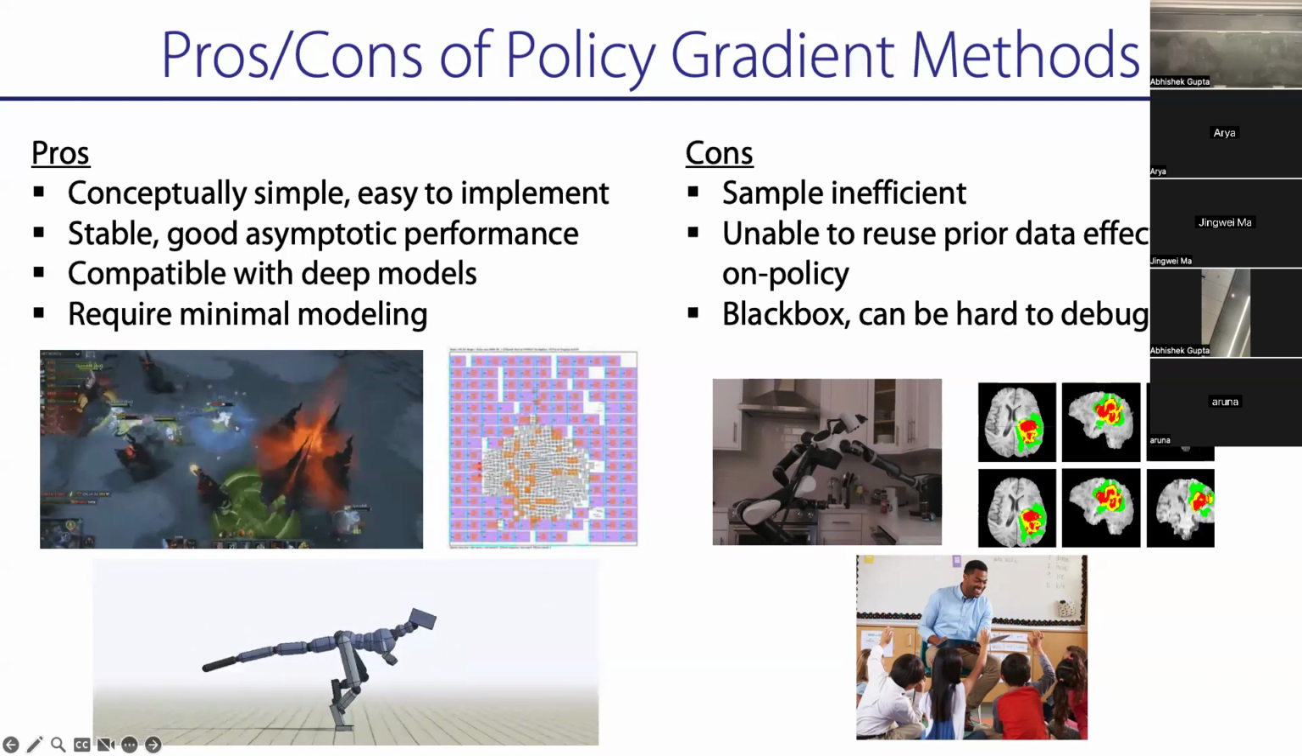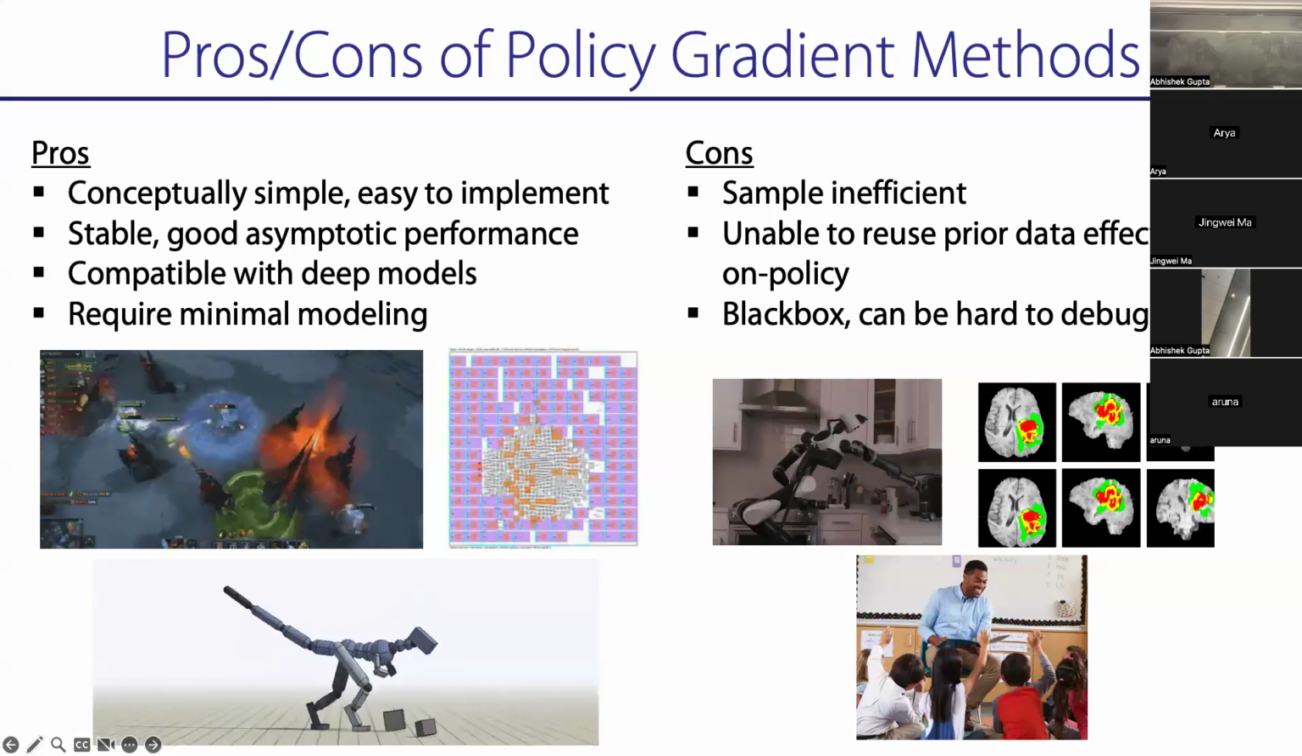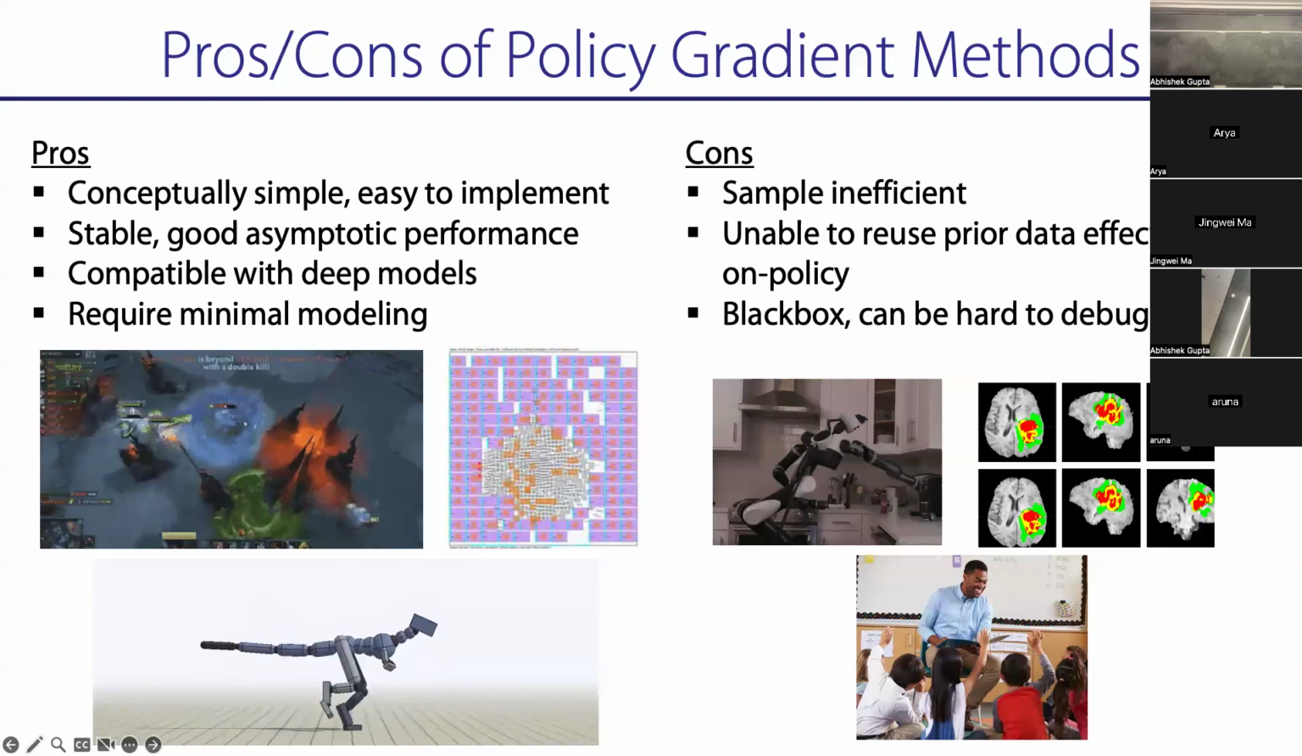The cons are that it's extremely sample inefficient because of the variance problems that we talked about. It doesn't really reuse prior data effectively because it's on-policy or close to on-policy. And it's kind of black box, in the sense that if it doesn't work, I don't know what happens. So it's a little hard to use in practice if it doesn't work.